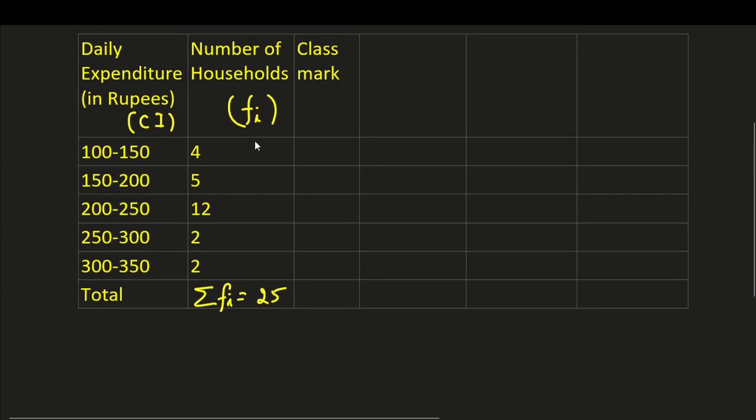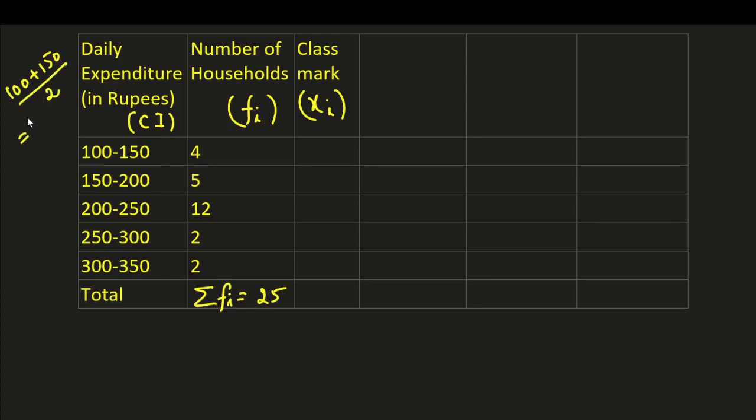To find the mean, first we have to take the class mark. Class mark is xi here. Class mark is the midpoint of the class intervals. The first class interval is 100 to 150. 100 plus 150 by 2 is 250 by 2. We get 125. So in this way we can write 125 here.